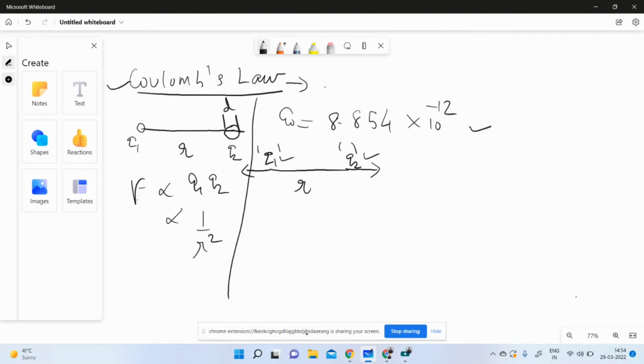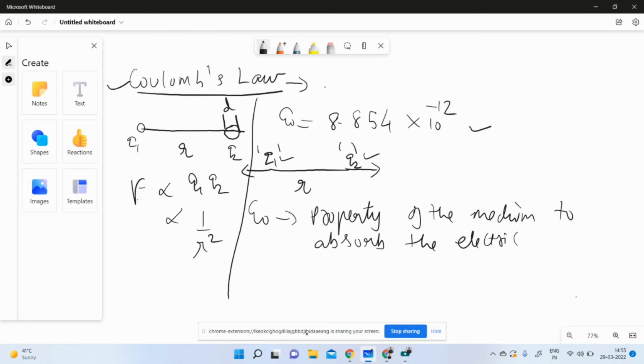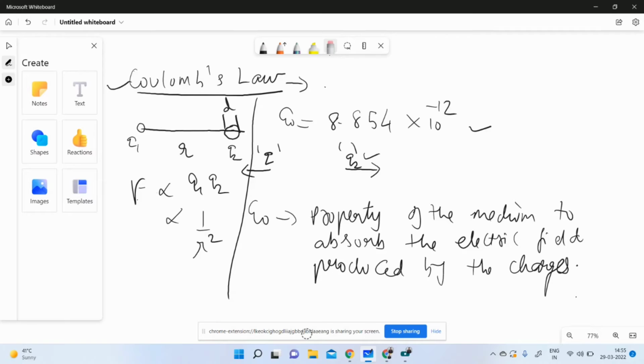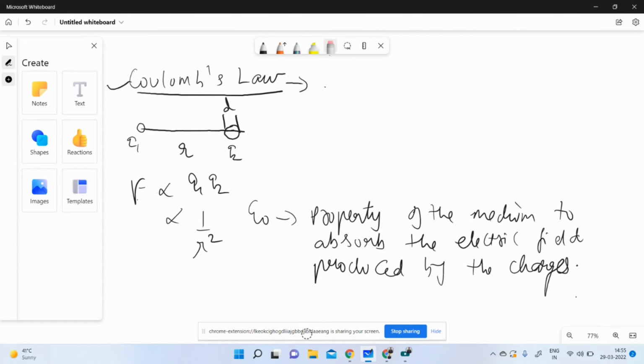So epsilon naught is the property of the medium to, in a way, absorb the electric field produced by the charge. Epsilon naught represents the property of the medium to absorb the electric field produced by the charges. I'll make this point very clear to you by giving an example. Suppose this is where the charge is.